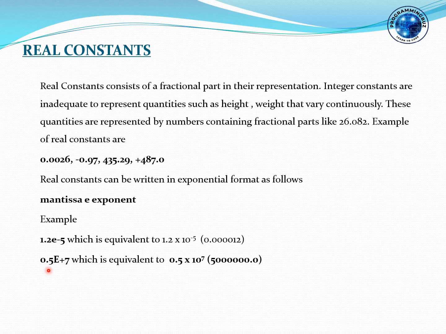Similarly here, 0.5 e plus 7. Here the exponent is a positive value. So this is equivalent to the value 0.5 into 10 raised to the power 7, which equals 5000000. So instead of writing a number of zeros after 5, you can write it in exponential format like this: 0.5 e plus 7.